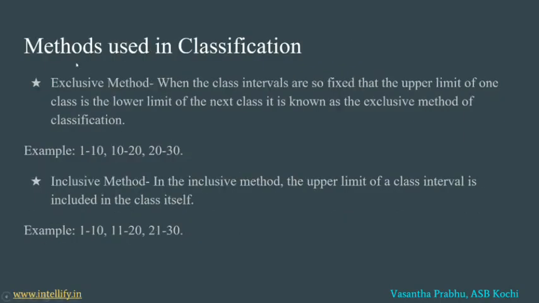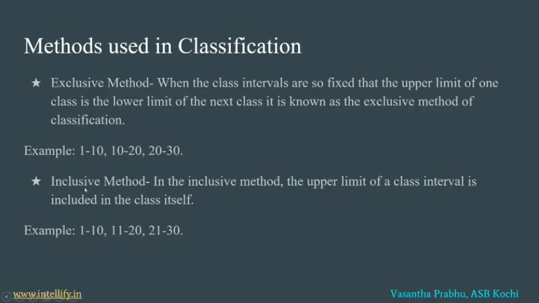Next, in classification, what are the methods we are using? It is so simple actually. Exclusive method. When the class intervals are so fixed that the upper limit of one class is the lower limit of the next class, it is known as exclusive method of classification. Here 1 to 10, and the next interval is 10 to 20, and the next interval is 20 to 30. This is called as exclusive method.